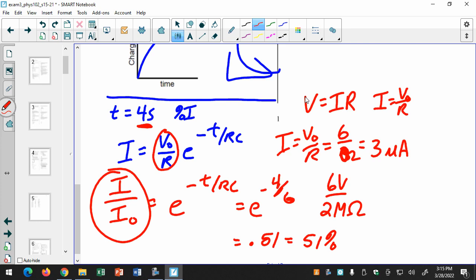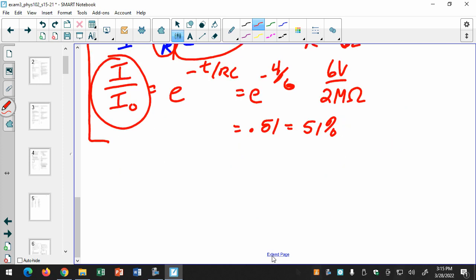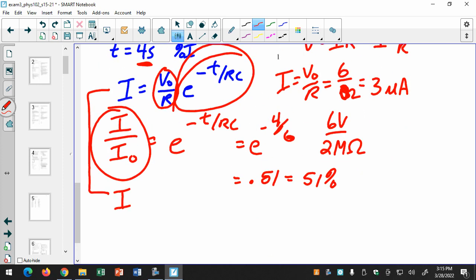No, it doesn't have any effect on the percentage calculations. The percentage would still be this, because I could rewrite this equation. Sorry, my pen is messed up. I could rewrite it as I equals I naught times e to the minus t over RC. You follow? If ever I ask you the percentage, I'm looking for the exponential: either 1 minus e to the minus t over RC, or just e to the minus t over RC.